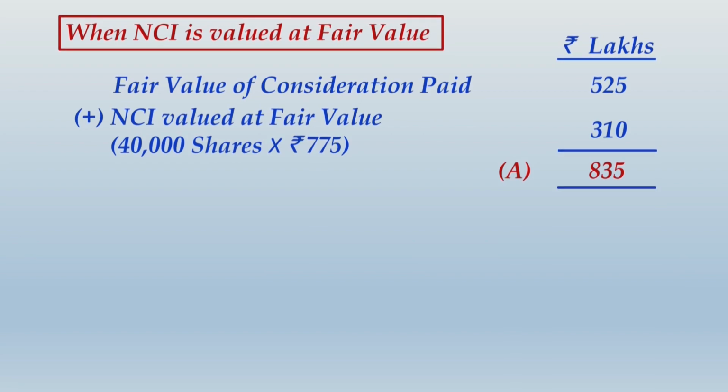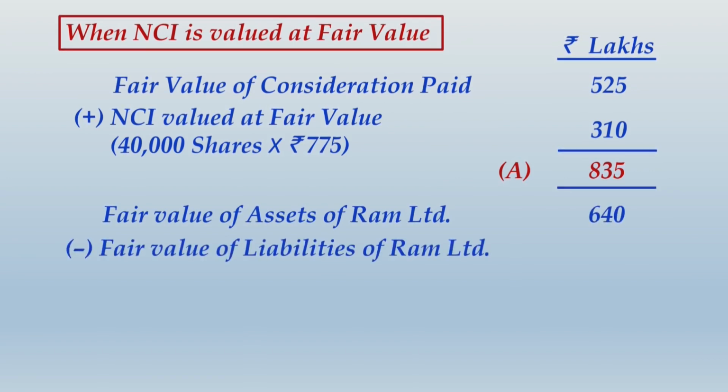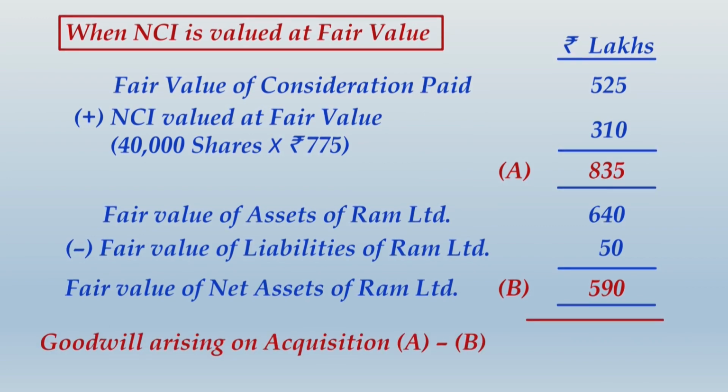Now the next thing that we would want to determine is the net assets of RAM Limited. For that, you just take the fair value of assets minus fair value of liabilities, and 640 lakhs minus 50 lakhs will give you fair value of net assets of RAM Limited, that will be 590 lakhs. So goodwill arising on acquisition will be excess of A over B, that is A minus B, and that is 835 minus 590, and that would be rupees 245 lakhs.